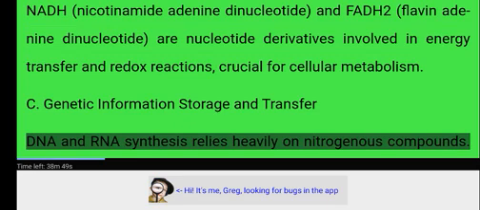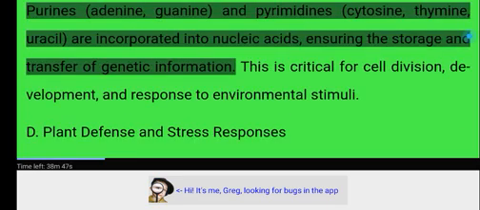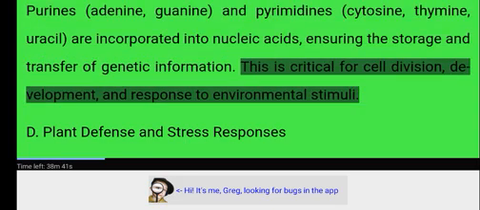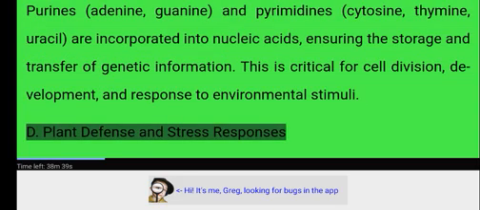DNA and RNA synthesis relies heavily on nitrogenous compounds. Purines, adenine, guanine, and pyrimidines, cytosine, thymine, uracil, are incorporated into nucleic acids, ensuring the storage and transfer of genetic information. This is critical for cell division, development, and response to environmental stimuli. D. Plant defense and stress responses.